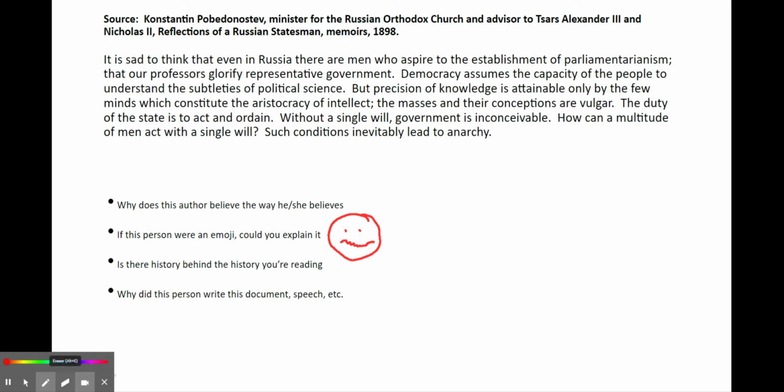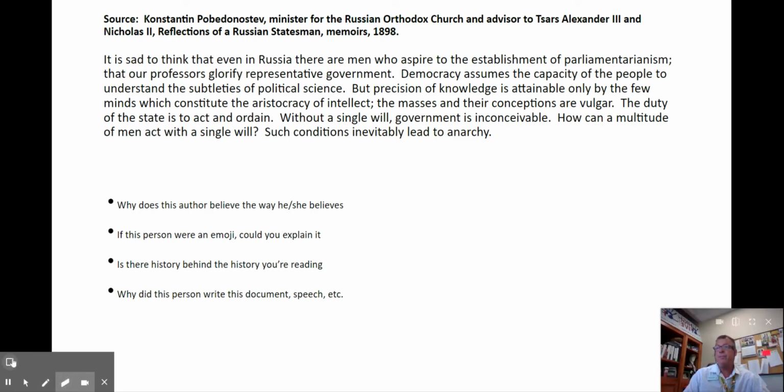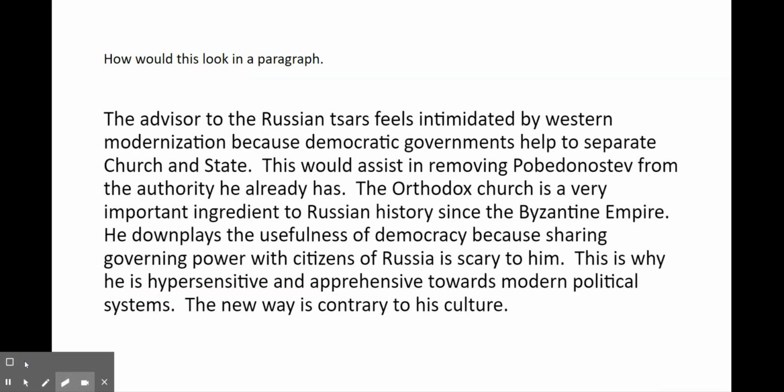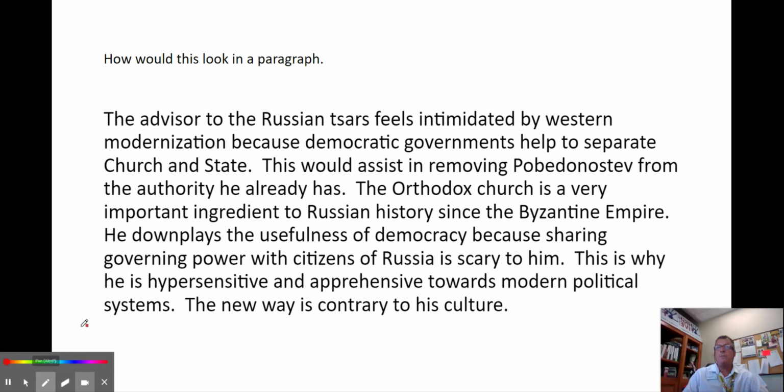I'm going to erase my emoji there. So this is what it might look like. How would this look in a paragraph? The advisor to the Russian czar feels intimidated by Western modernization because democratic governments help to separate church and state. This would assist in removing, there's that name I can't pronounce, but you can just copy that part, from the authority he already has.